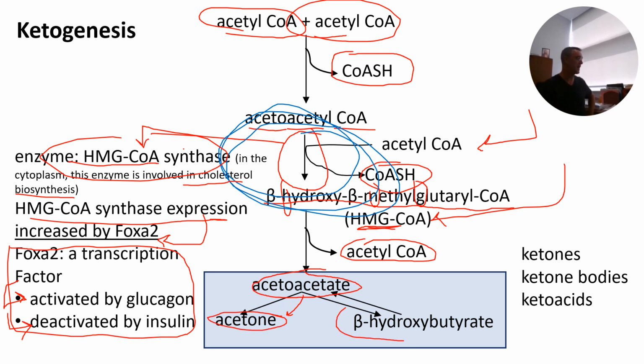Acetoacetate can also become beta-hydroxybutyrate, which is another ketone, but note this one can also go back the other direction and become acetoacetate. These are all known as ketones or ketone bodies or ketoacids. These all refer to the same thing, and it's these three molecules right here. And again, the brain and the heart can use these for energy.